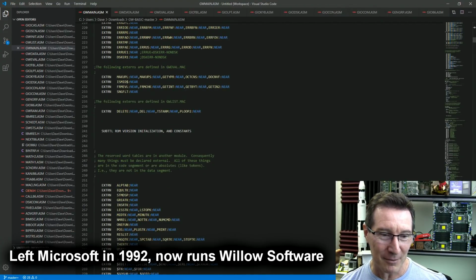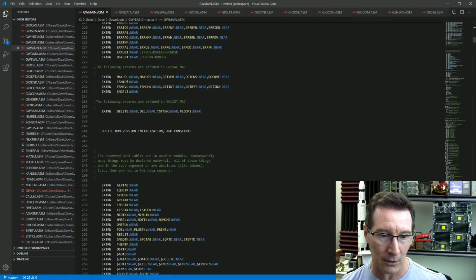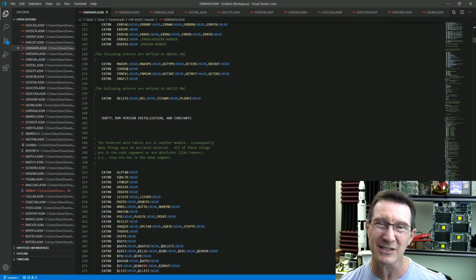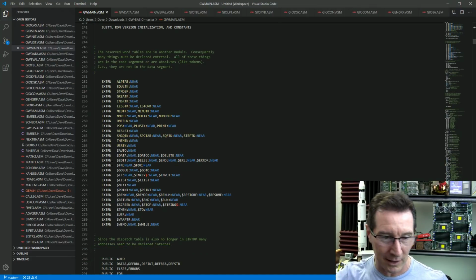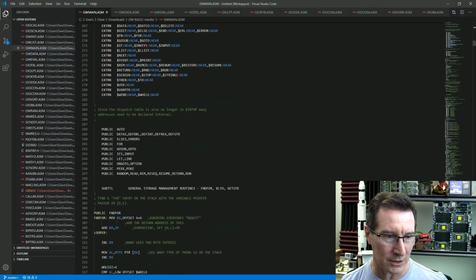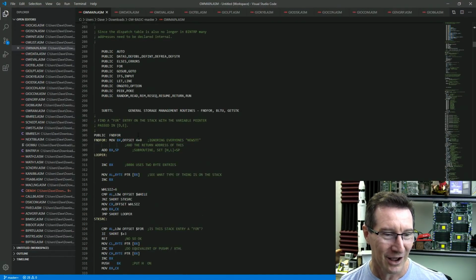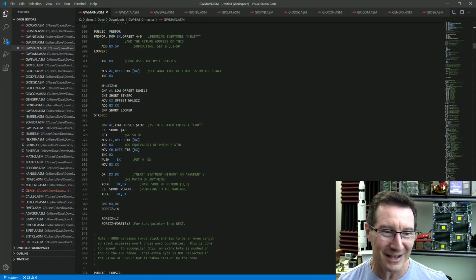The reserve word table is in another module. Consequently, many things must be declared external. All of these things are in code segments, so I guess they couldn't make it as modular as they wanted. They just made everything external. She'll be right. No worries. Since the dispatch table is no longer, Bintrap may be addressed. The comments are the interesting stuff. I don't care about the code.